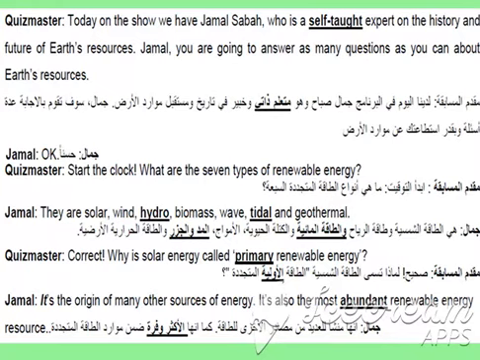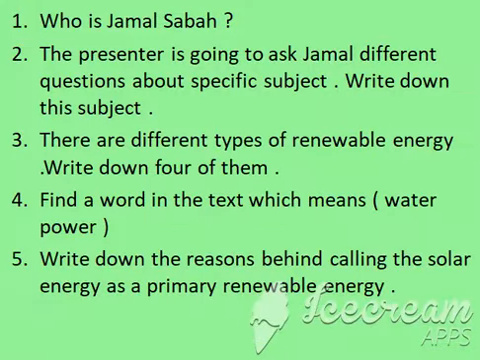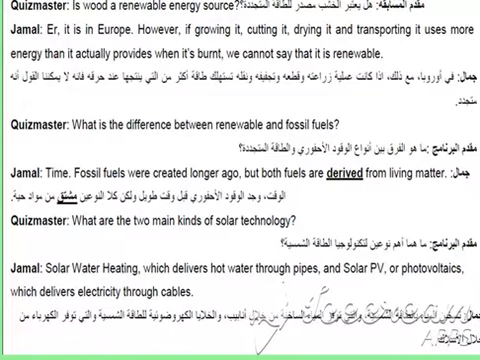Now, after listening to this text, can you answer these questions? Who is Jamal Sabah? The presenter is going to ask Jamal different questions about a specific subject. Write down this subject. There are different types of renewable energy. Write down 4 of them. Find a word in the text which means water power. Write down the reasons behind calling the solar energy a primary renewable energy. Please read the text again and try to answer the questions. Now, let's continue reading the following paragraph.